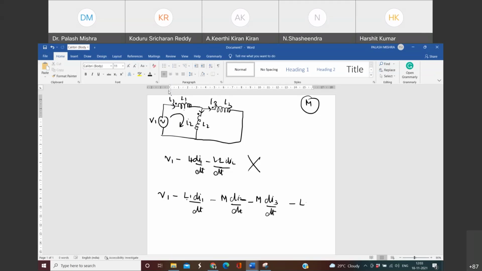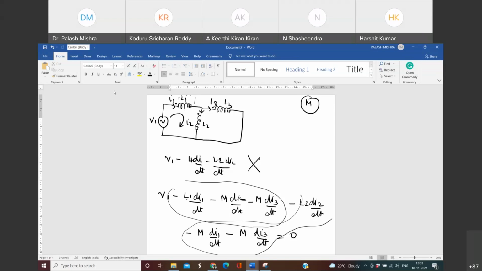Minus L2 di2 by dt. Then the second coil is also linked with both the coils. So it will be minus M times di1 by dt minus M times di3 by dt equals 0. You got it? For this coil only these three terms are there, and for this coil these three terms are there. So you can see how the equations are being written.